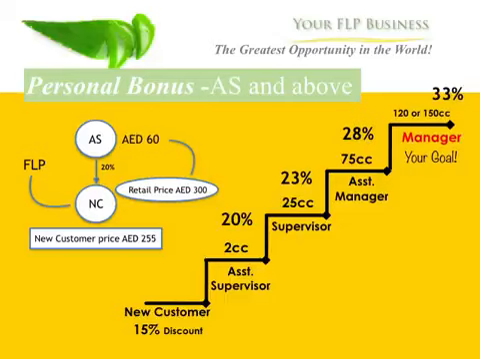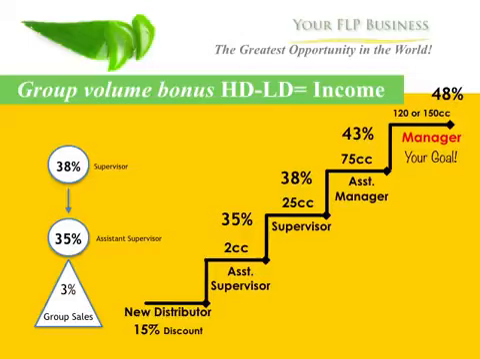Now this starts at the position called supervisor, wherein you are already enjoying a 38% discount. Now let's say you're a supervisor and then you have a team member who is an assistant supervisor. And this assistant supervisor, doing the business, selling products, started to build a team. Now, how will you be paid for the team sales or the group sales from this assistant supervisor?